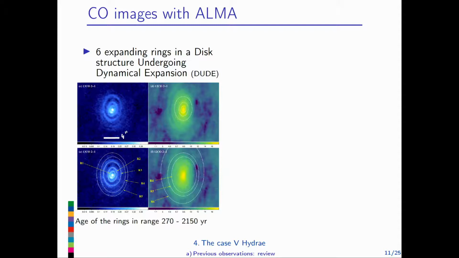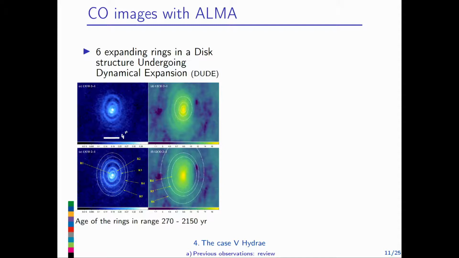They first parameterized the 6 rings and modeled them under what they call a disk undergoing dynamical expansion. Thanks to their model, they could simply age the rings, with the inner ring having an age of 200 years, and the outer ring having an age of 2,000 years. So that's quite impressive.